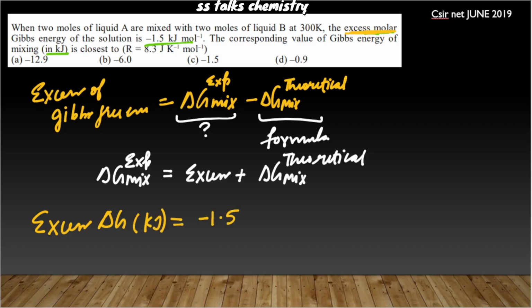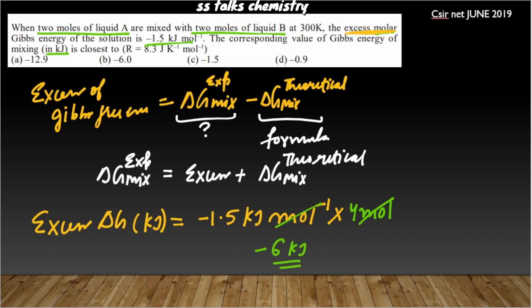This value is 1.5 kilojoules per mole. Now, in kilojoules we need to find it, so multiply it with the total number of moles. See here, 2 moles of liquid A and 2 moles of liquid B have been given. So in total we have 4 moles. So multiply this with 4. So this per mole unit will get cancelled. The excess value is minus 6 kilojoules.